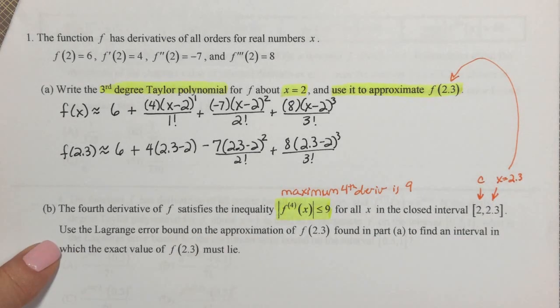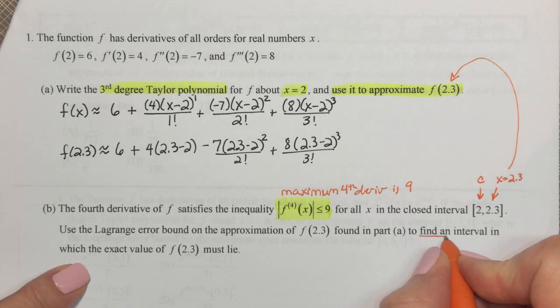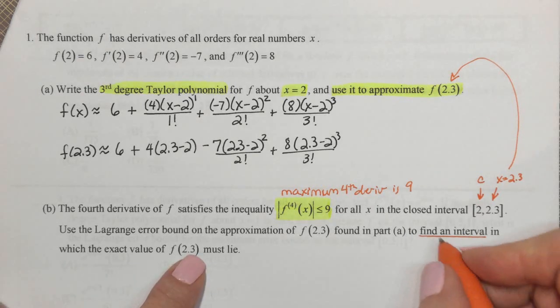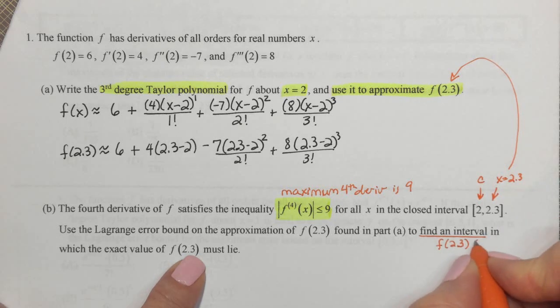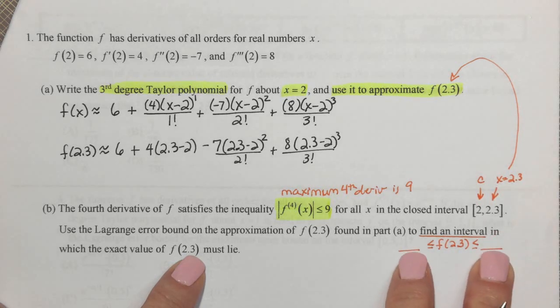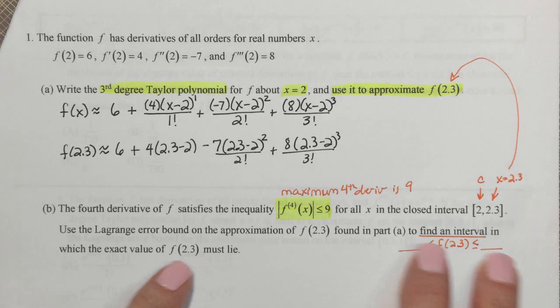Use Lagrange error bound on the approximation of 2.3 found in Part A to find an interval in which the exact value of f of 2.3 must lie. When they want an interval where this must lie, we are looking for something in this format. F of 2.3 is between, it'll be equal to, but or less than or equal to there. It's between two things. We want to find out the interval, so we're finding out where f of 2.3 is between. Okay? So that's what we're looking for.